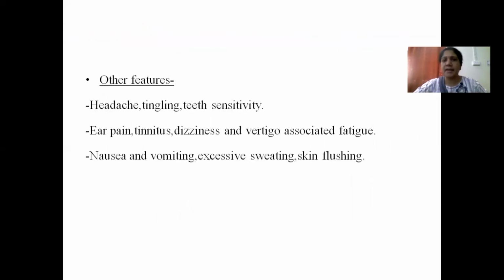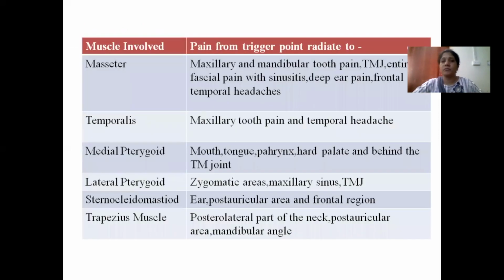Other features like headache, tingling, teeth sensitivity, ear pain, tinnitus, dizziness, vertigo, and associated fatigue, nausea, vomiting, excessive sweating, and flushing. Now, we should understand where exactly the muscle originates, where exactly it is inserted. So we are going to diagnose which muscle is involved. Either one, two, or a combination of muscles may be involved, but on one side only.